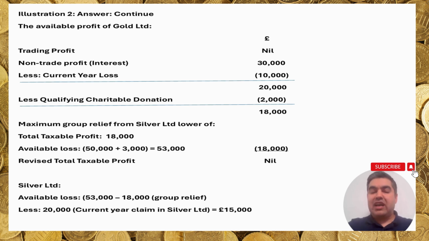So we will use the 53,000 against the property income of 20,000. 18,000 went to the Gold Limited. Hence, Silver Limited is still left with 15,000, which will be carried forward. So eventually, the Gold Limited doesn't pay any corporation tax.